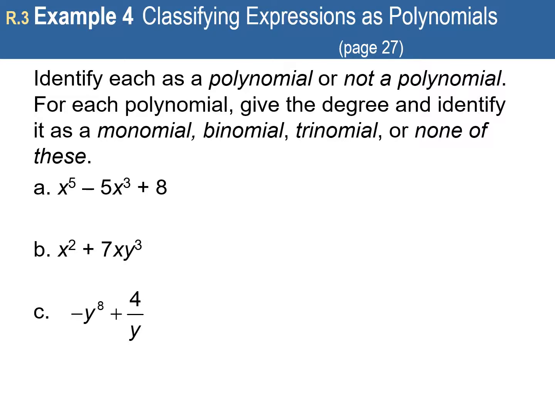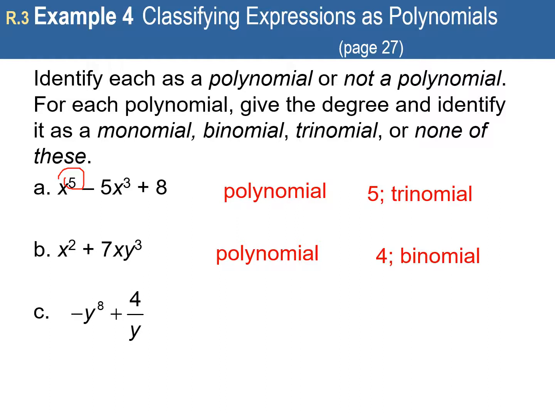So let's identify these as polynomials or not. This first one is a polynomial, and it has, let's see, 3 terms. So it's a trinomial, and we wanted the degree, so the degree is 5. This is a polynomial. It has degree 4 because of this term right here, and it is a binomial because I have 2 terms. This one is not a polynomial because I have the 1 over y in there.